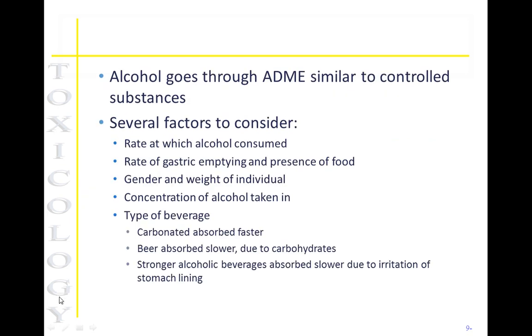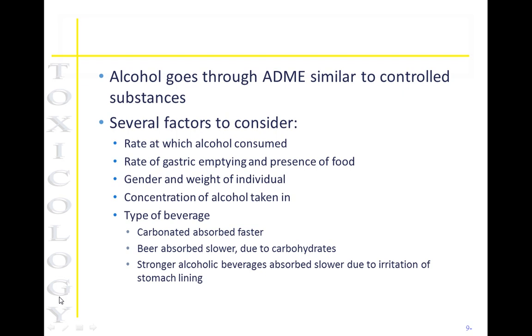Alcohol goes through absorption, distribution, metabolism, and elimination, similar to that of the controlled substances. However, when we talk about alcohol, there are several other factors that should also be considered. Usually with controlled substances, a pill may be ingested, but with alcohol, there may be several drinks that are consumed over a period of time. So the rate at which the alcohol is consumed must be considered.